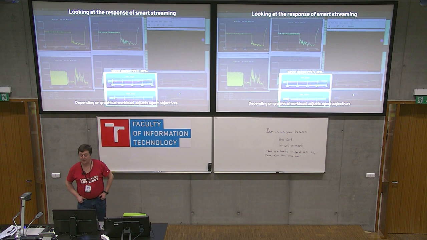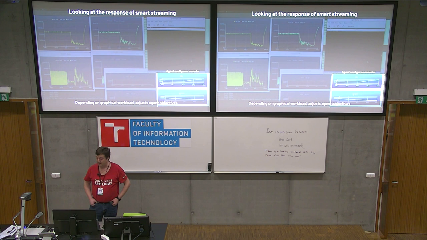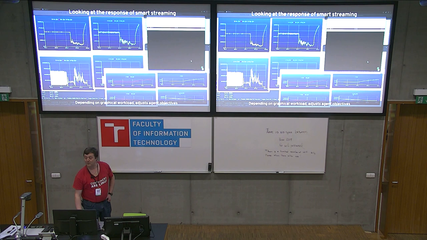Remember, the algorithm is simple. So it just follows that and sends that to the agent. And the agent configures the encoder. And everything is fine so far. Does that make sense so far? Please interrupt if there is any question.